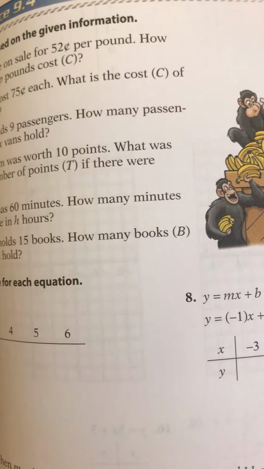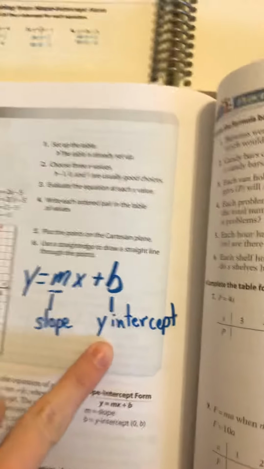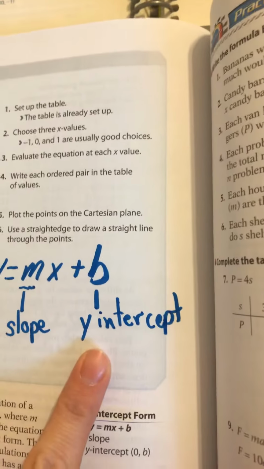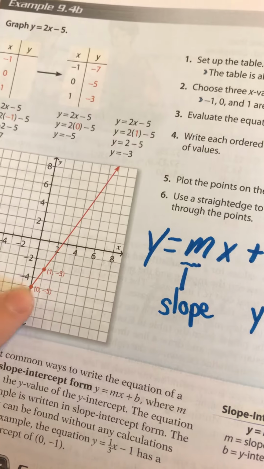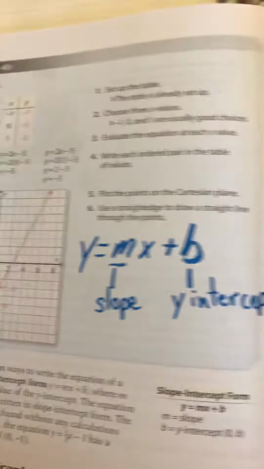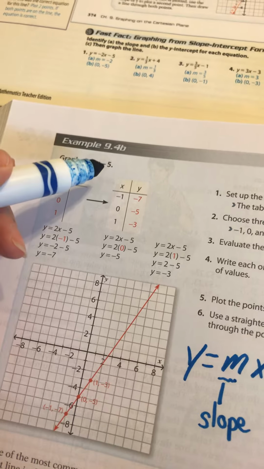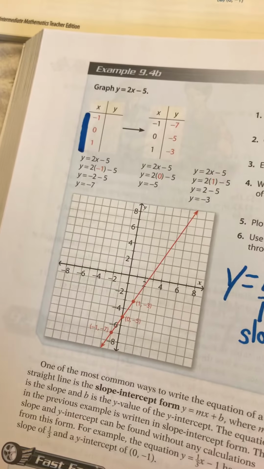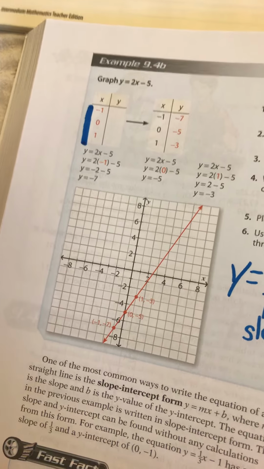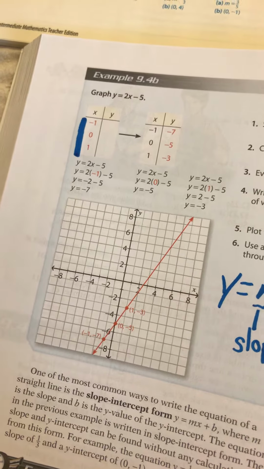If I spell this incorrectly, please don't judge me. Intercept. Good, it's spelled correct. Okay, so b is your y-intercept. So that's wherever it's going to pass in on this y-axis. So our first one, y equals 2x minus 5. The x, you're just going to put in those numbers. We typically use -1, 0, and 1 because they're the easiest to use. You can use whatever numbers you would like, though.